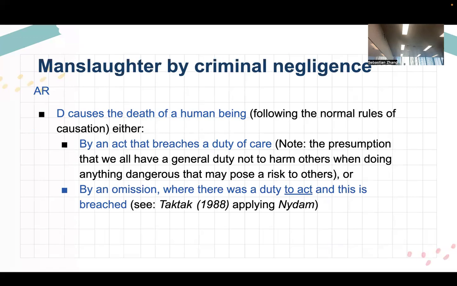So I just had a question. When it says general duty not to harm others, if I give a hypothetical, I have a general duty not to punch someone else in the face? Yeah, of course. You could try and see how your friend reacts to you.